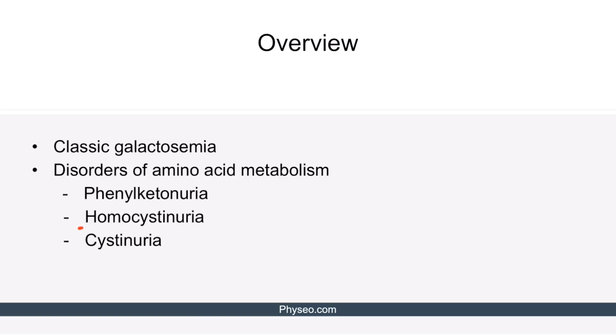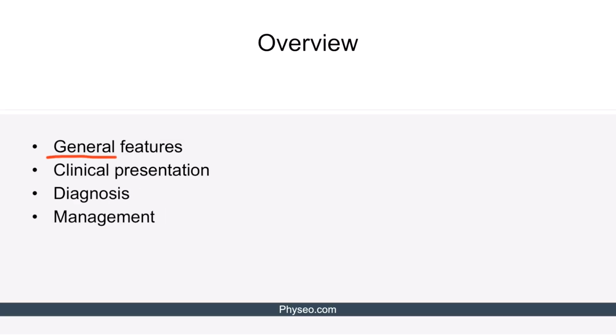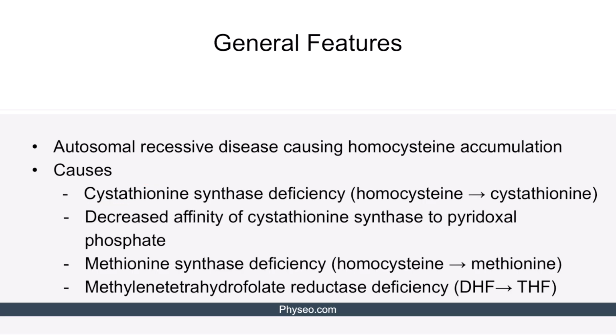Let's move on to homocysteinuria. We'll talk about its general features, clinical presentation, diagnosis, and management. Homocysteinuria is an autosomal recessive disease causing homocysteine accumulation. There are several causes depending on the deficient enzyme. Let's discuss these enzymes in detail on the next slide.